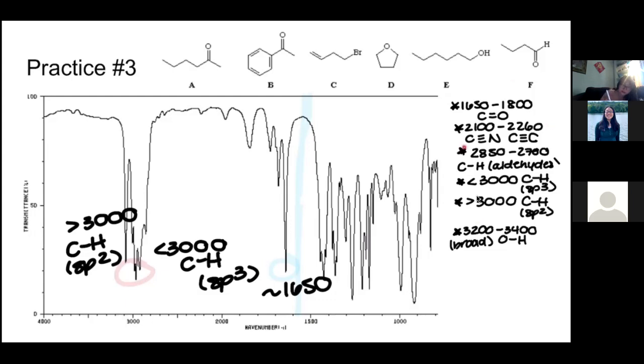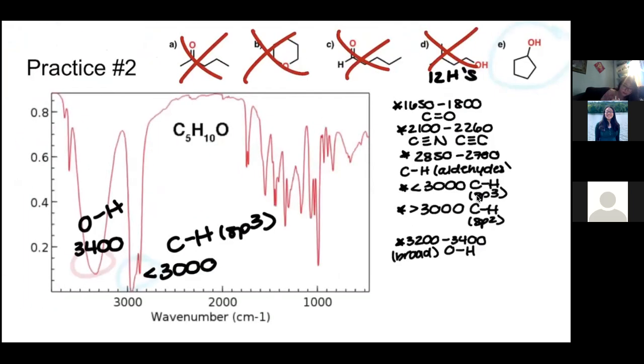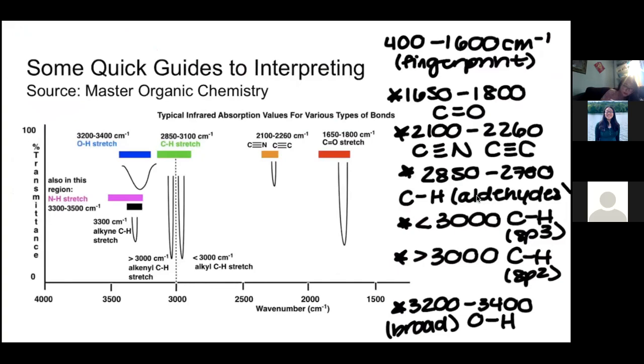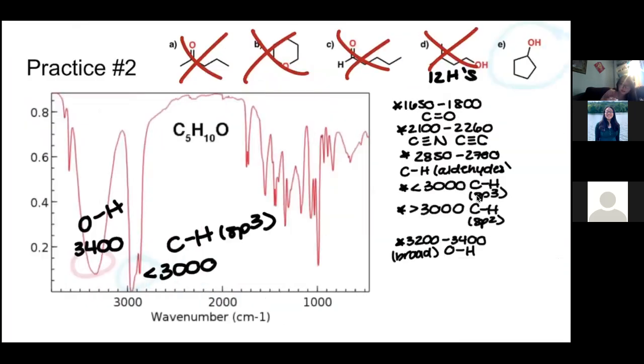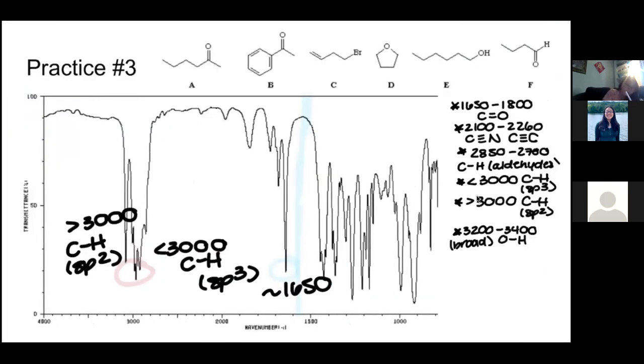oh, my bad, I did not even write it here, but there is 1650. Oh, you know what? Let me go back. Let me show you guys where it is. I didn't show it here. That's not a good example. My bad. Anyway, let's add in another one real quick. At 1650, in addition to sometimes that carbonyl, you're going to have C=C double bonds.